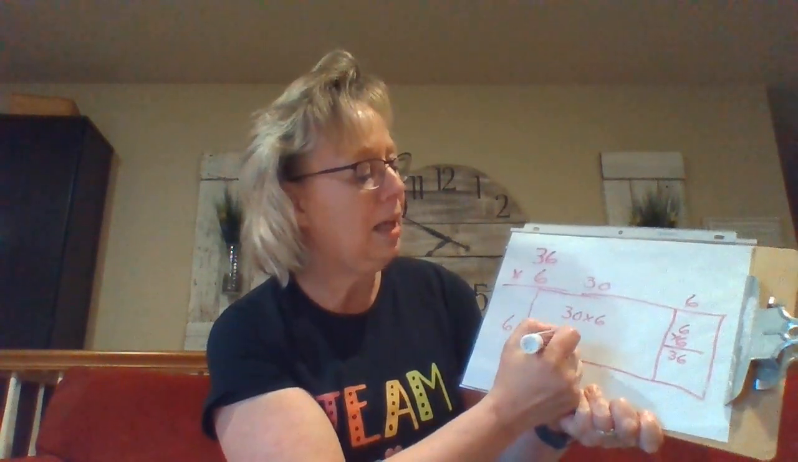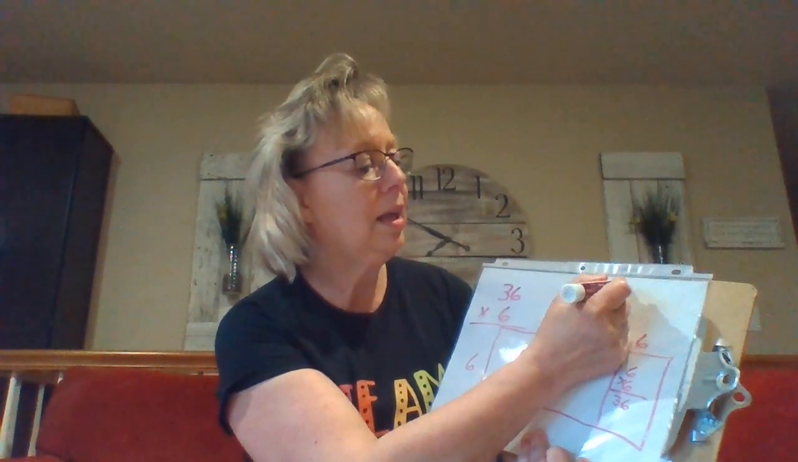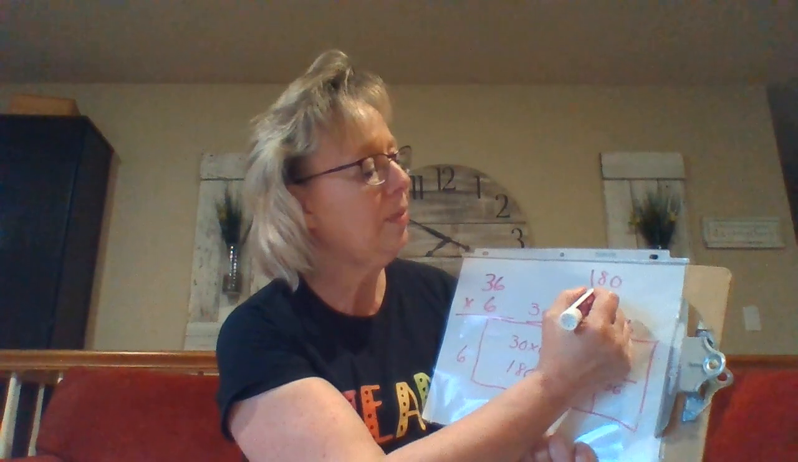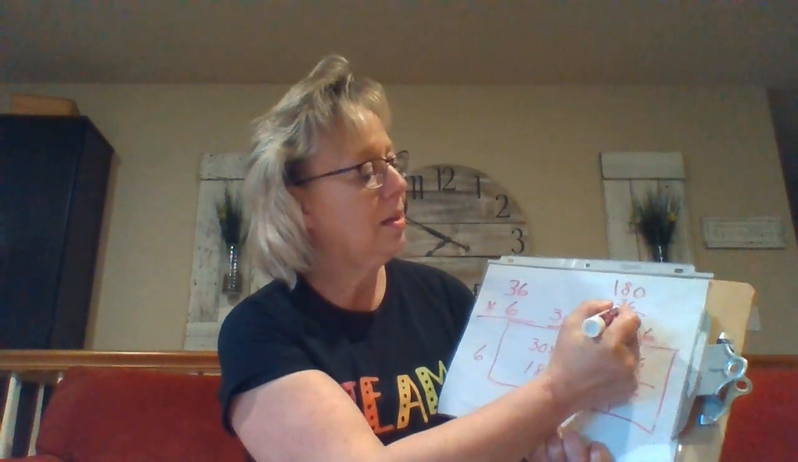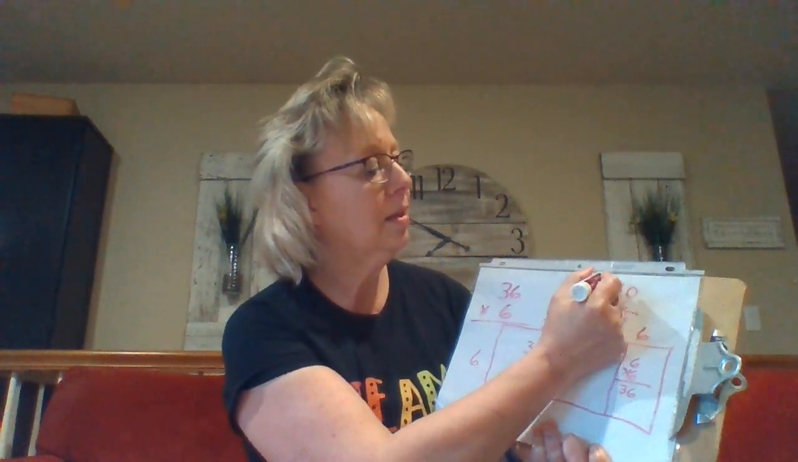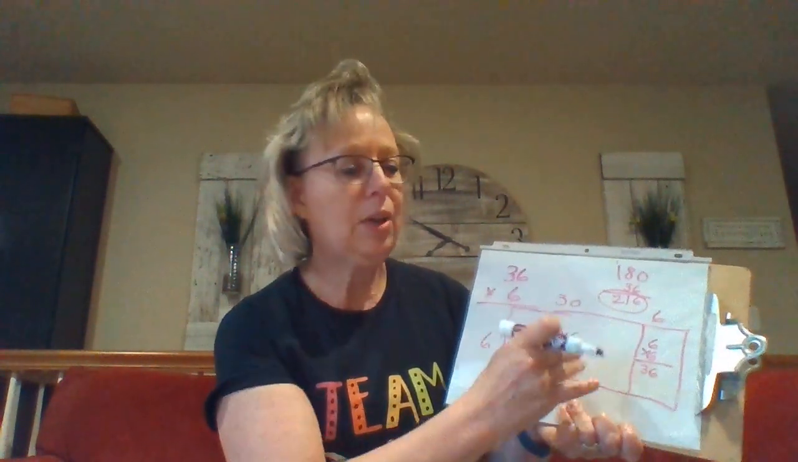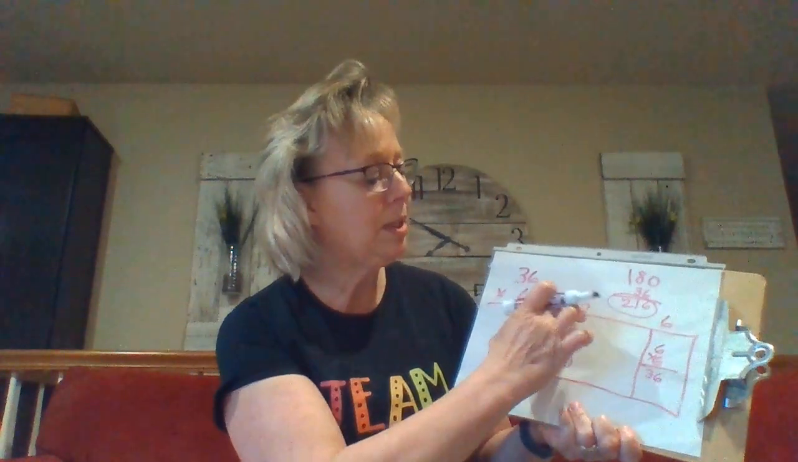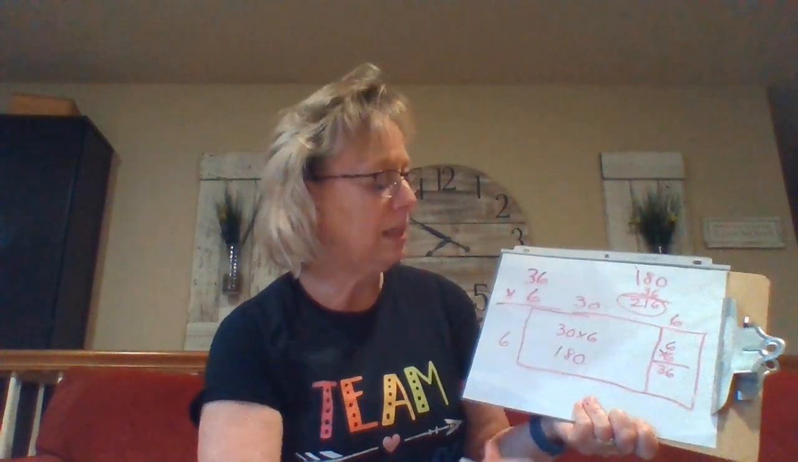And 30 times 6 is 180. So I'm going to combine 180 plus 36. And my answer is going to be 8 plus 3 is 11, 216. Okay, so we don't have all the squares here, but this still would represent 30 times 6. And 6 times 6 broke apart with 36.